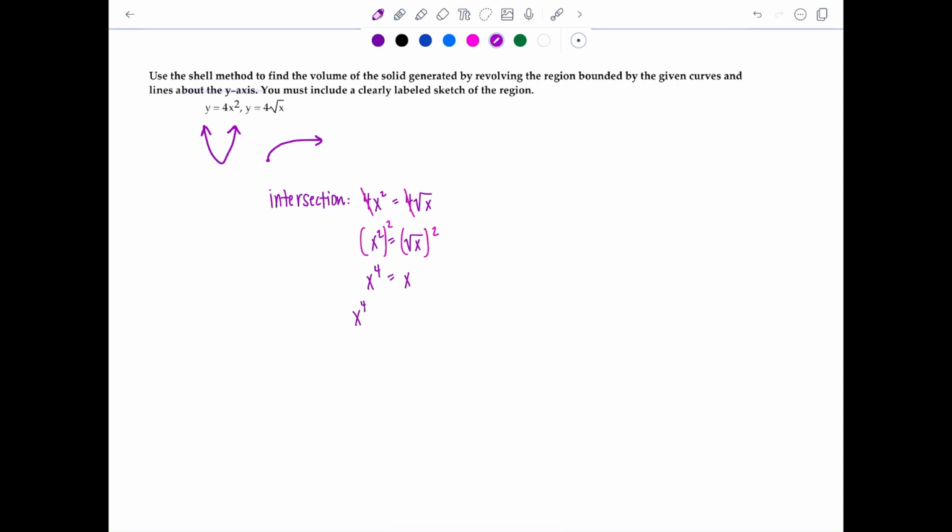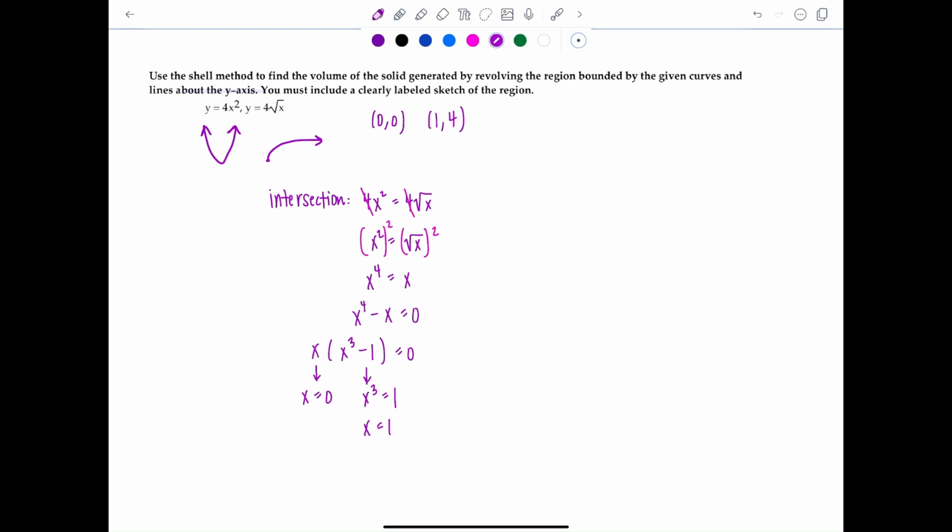Set it equal to 0. X to the 4th minus x equals 0. I can factor out an x, and I have x cubed minus 1 is 0, which means x is 0 is one point where they intersect. X cubed equals 1, which would be at x equals 1. Okay, and then I can just confirm by looking, that nothing's extraneous. Both of these are points of intersection. So they intersect at 0, 0, as well as at 1, 4. Yes?